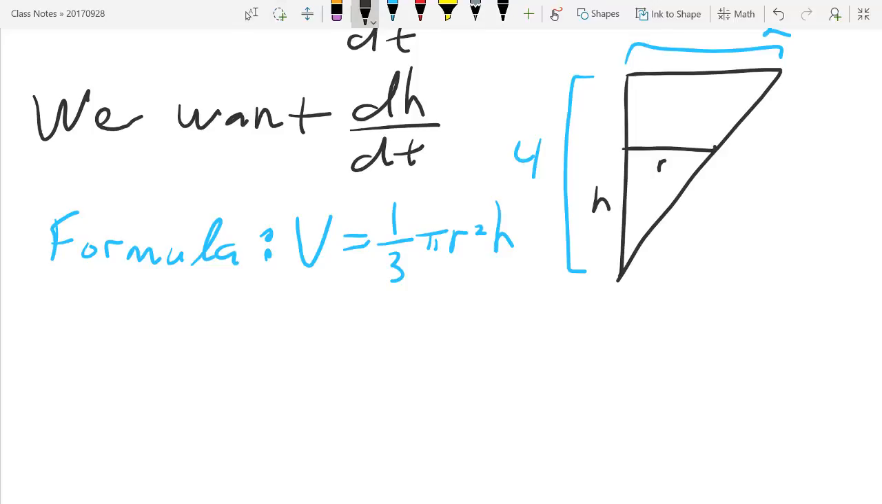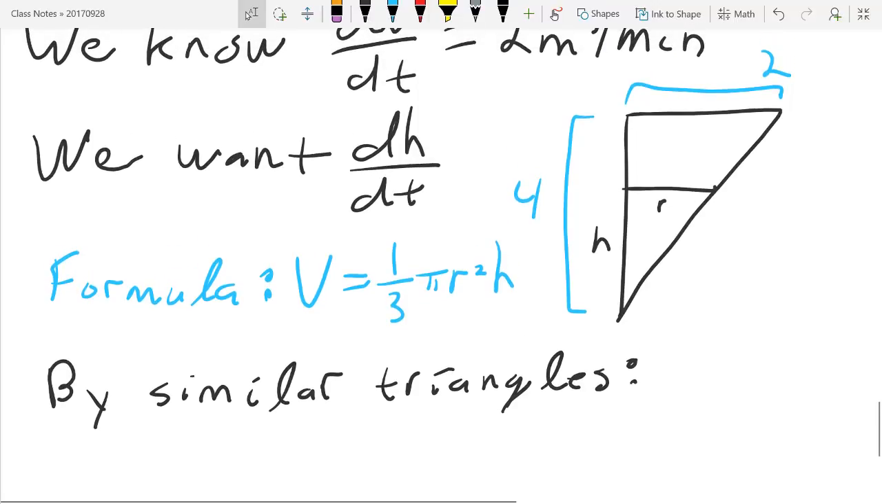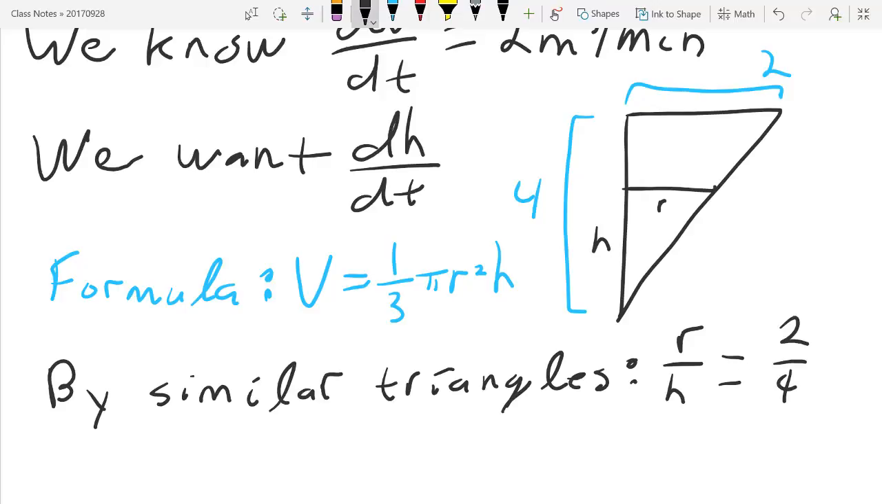So what I'm going to do is, by similar triangles, what do I mean by similar triangles? Similar triangles are in proportion with each other, right? That's what they call similar. So you can actually visualize 2 triangles here which are similar. They're in proportion, the inside triangle and the bigger triangle on the outside. So what that means is the radius is in proportion with the height, h, as the proportions of the outer triangle, 2/4. Okay. This is the relation we need to break it down from one variable to the other.